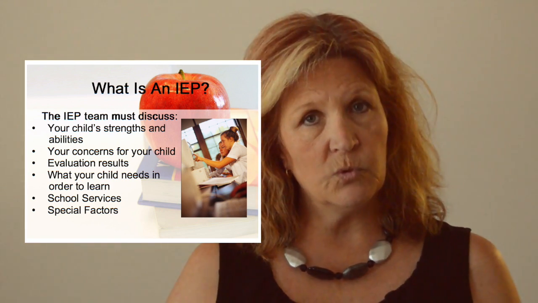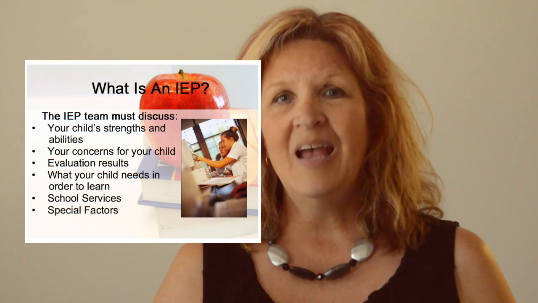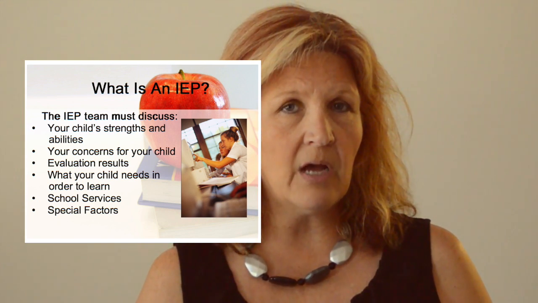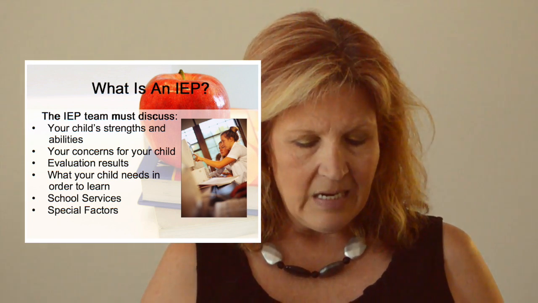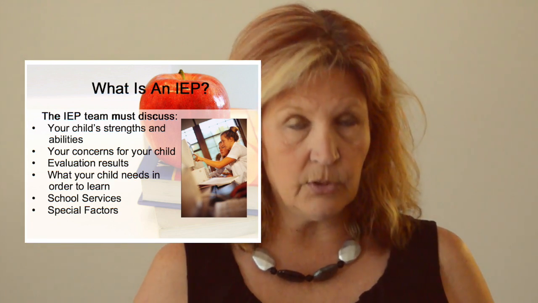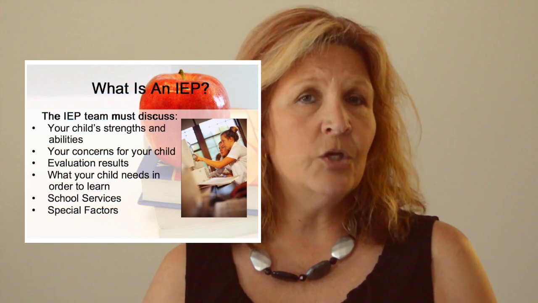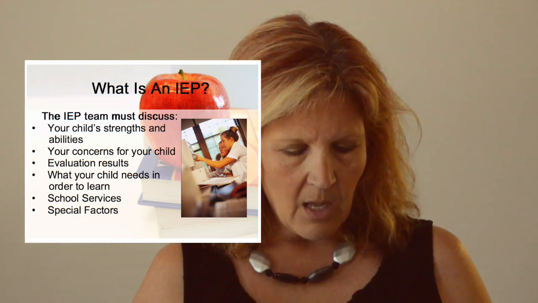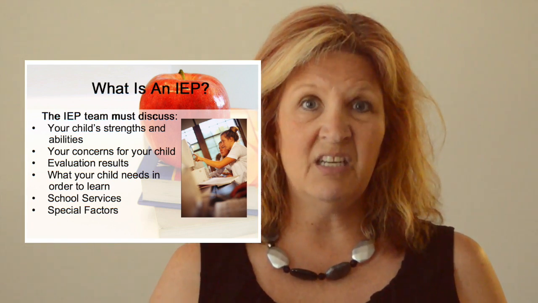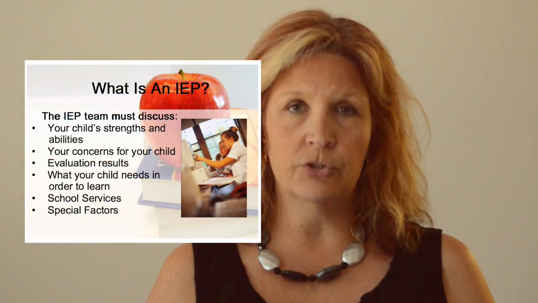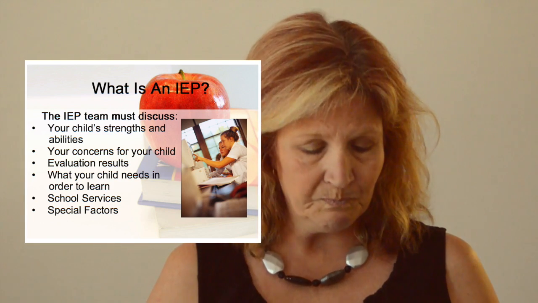We're going to look at different school services that are going to be provided, and we're going to look at any special factors that need to be considered when we're putting the IEP together for your child. Now, some of those factors might include looking at behavior. There could be some behavioral issues that are hindering your child from learning. We're going to look at if there's a limited English proficiency. Obviously, that could cause problems in your child's ability to learn.